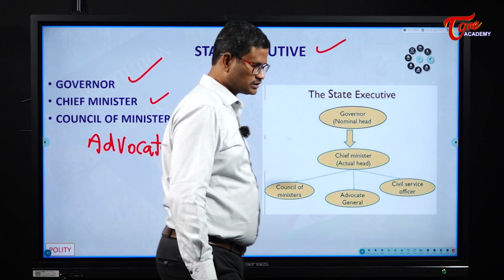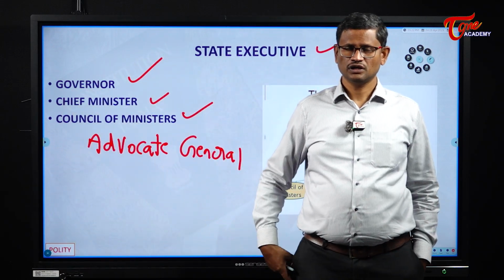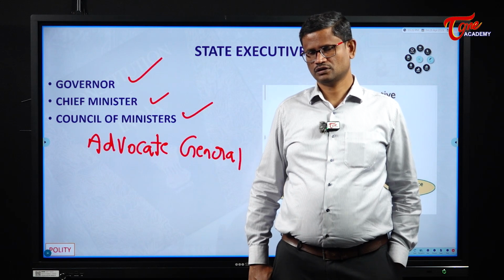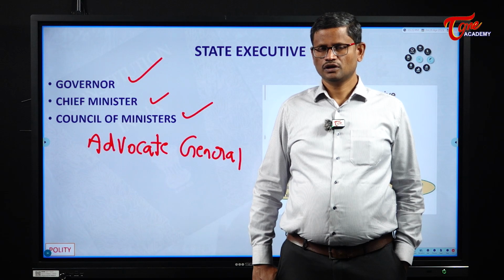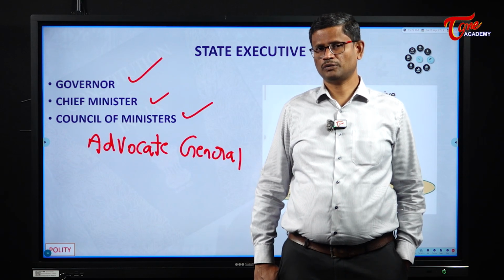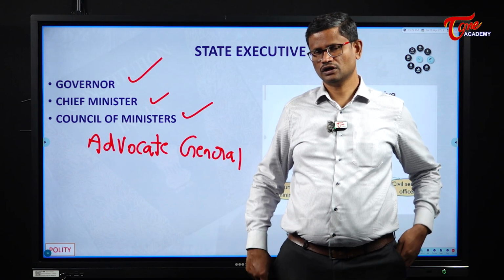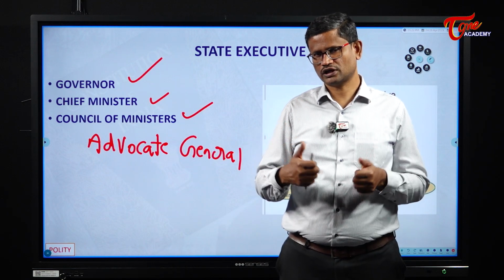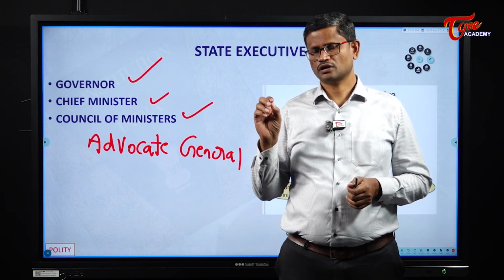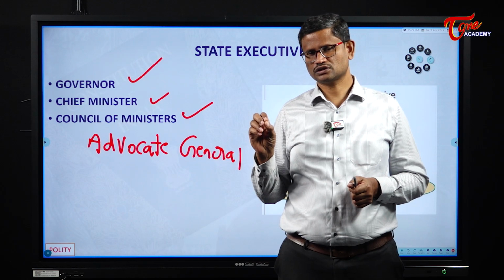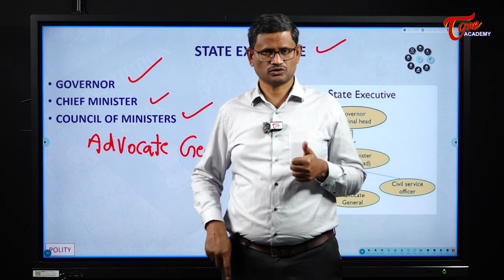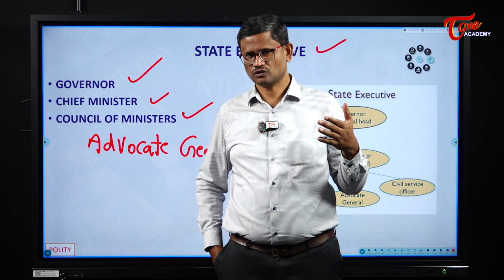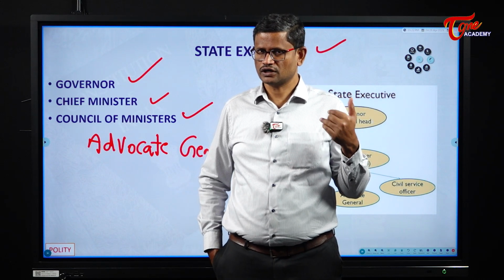So Advocate General is the Chief Legal Officer of the concerned state government. Then as I said in the earlier video, even at the state level we have parliamentary democracy. So at the state level, Governor is the constitutional head of the state government and the Chief Minister and the Council of Ministers form the real executive. Governor forms the nominal executive. The Chief Minister and Council of Ministers form the real executive.